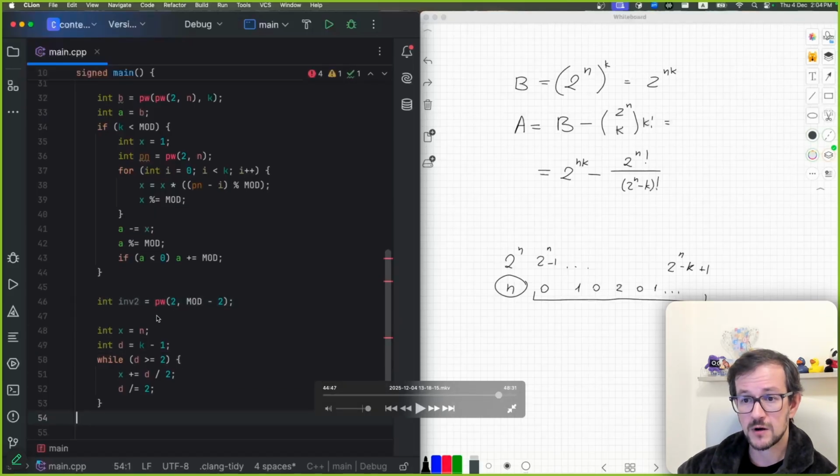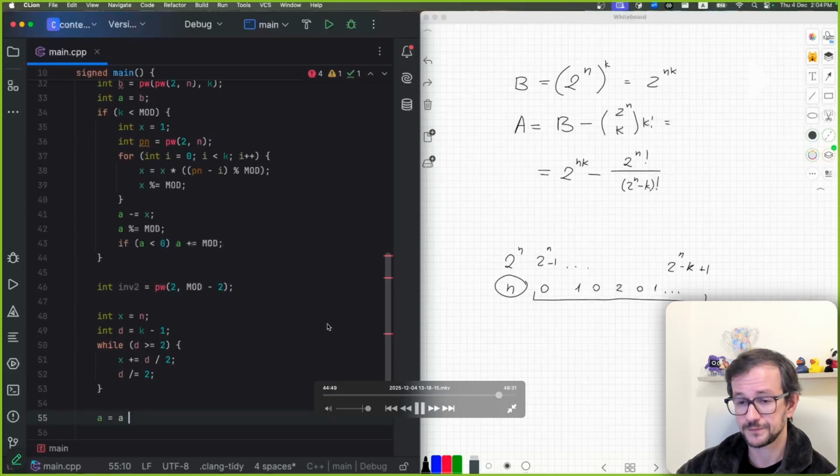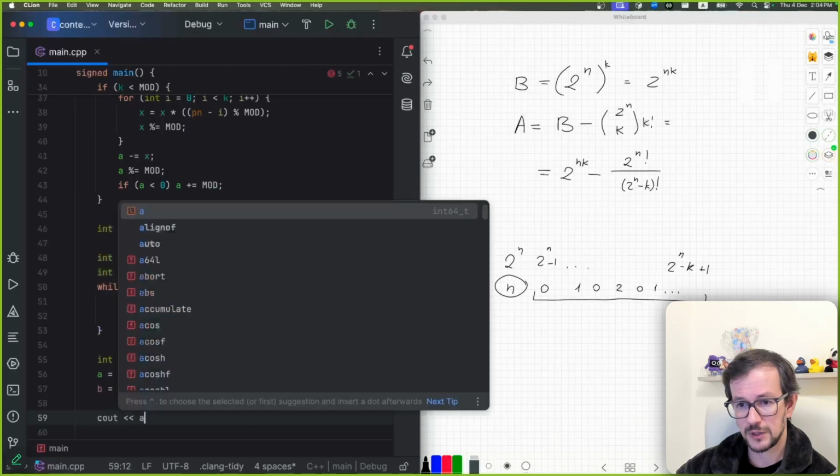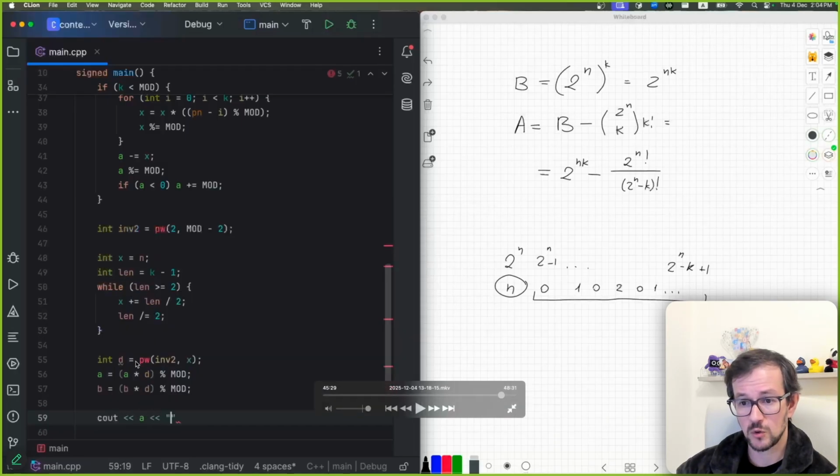Well, okay, here is how you divide by 2. I calculate 2 power mod minus 2. It's basically the inverse of 2. So instead of dividing by 2, you can multiply by this inverse of 2. And that's it. I will calculate this number and just divide both numbers by this.